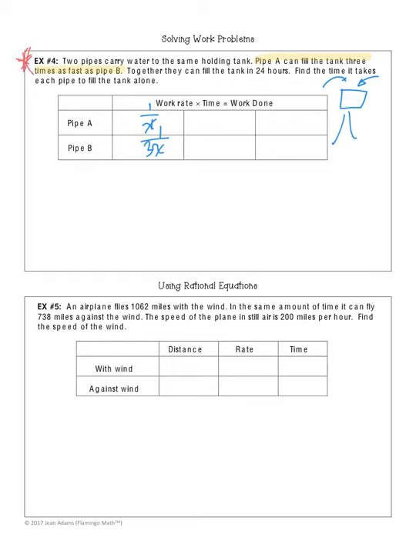Because if you solved it the other way, you're going to find out when you get to the end that pipe A actually took longer if you flip these around, and you'd have to rework your problem. So together they can fill the tank in 24 hours. Now that means that our work rate is going to be in hours.